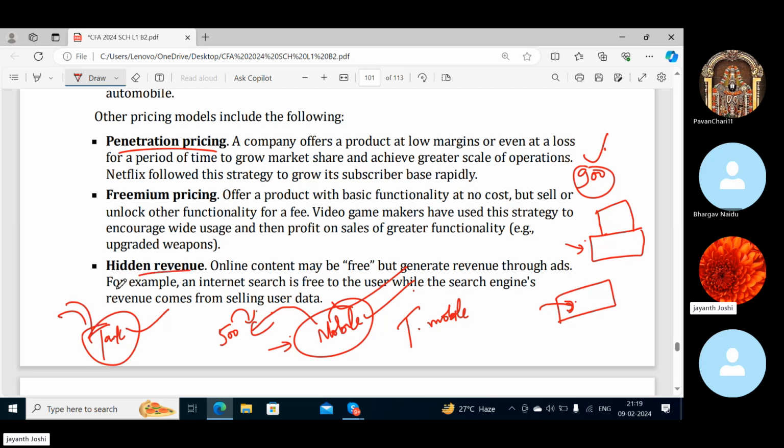Hidden revenue. Online content may be free, but generate revenue through ads. For example, an internet search is free for the user, while search engine revenues come from selling user data. Like whenever you upload a video on YouTube and some ads come, that's generating revenue, right? For whom? For the company.